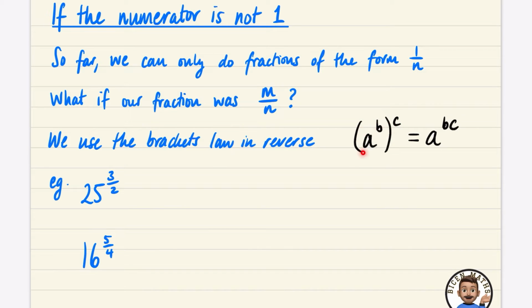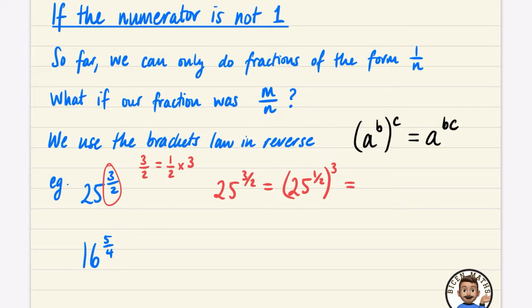Now from earlier on, we know that a to the power of b to the power of c is a to the power of bc, two things being multiplied together. So for this first one, we're going to look at 3 over 2, and think what 3 over 2 is equal to. Well, 3 over 2 is equal to a half multiplied by 3. So I think we can rewrite 25 to the power of 3 over 2, using this bracket law in reverse, with some brackets. I think we could do 25 to the power of a half, all to the power of 3, because the half times the 3 is the thing that will give us the 3 over 2.